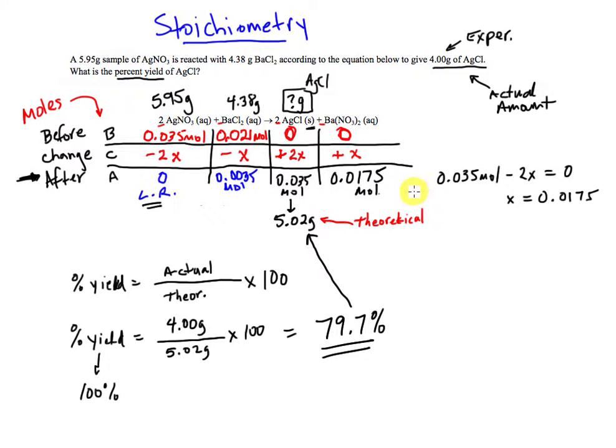So hopefully that helps you with understanding percent yield. Go back and watch the other 2 videos if you need to. Remember, limiting reactant is important. You've got to find that first. Once you find your limiting reactant, you're going to use that to figure out how much of the material you're looking for, in this case the silver chloride. And once you get that, you then plug it into the percent yield equation.